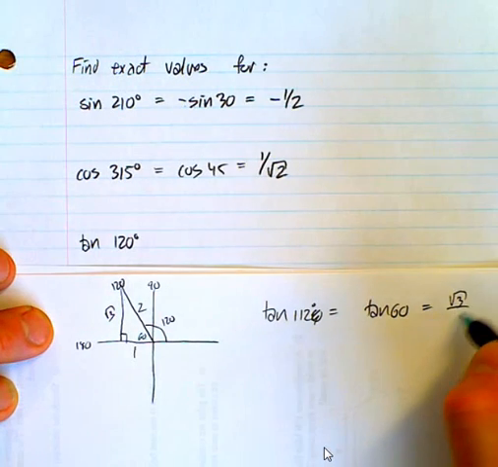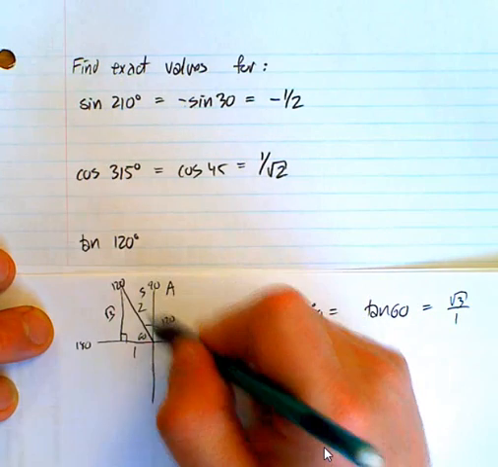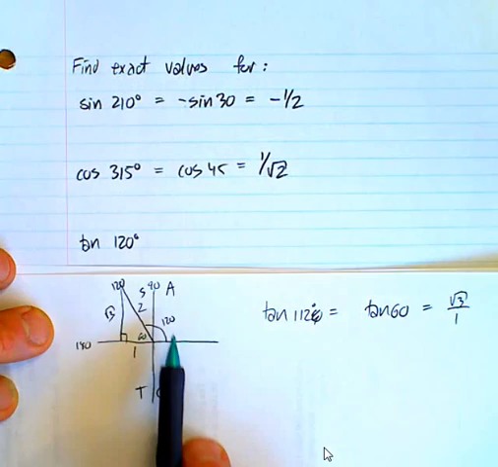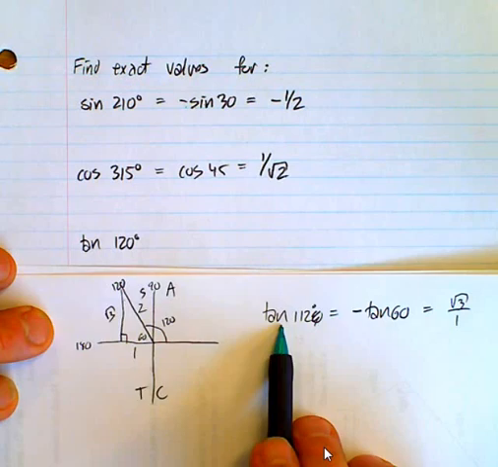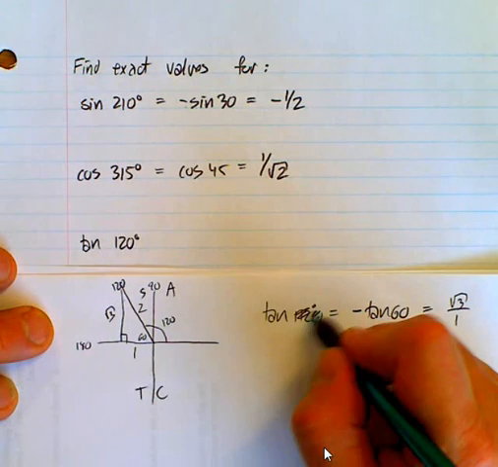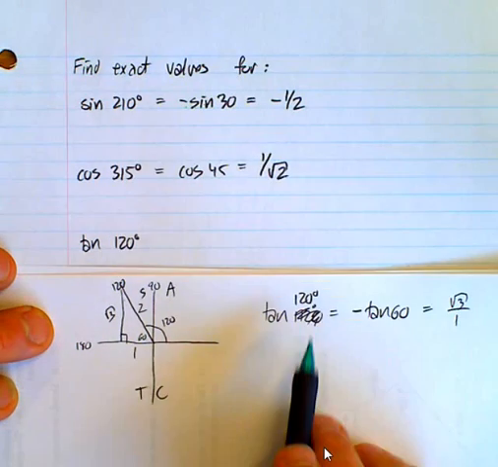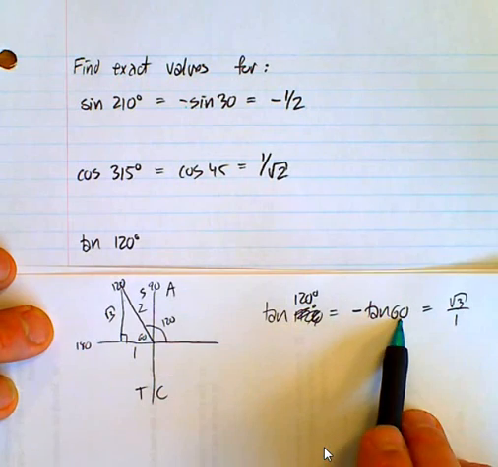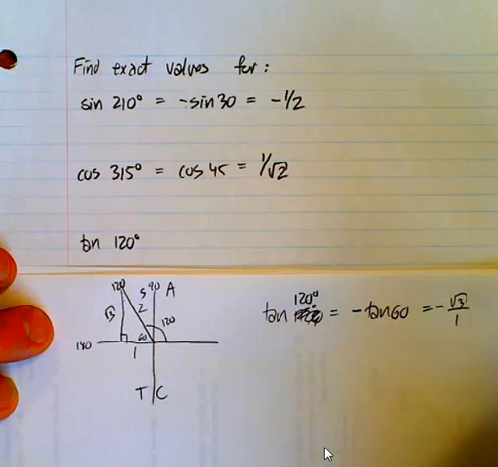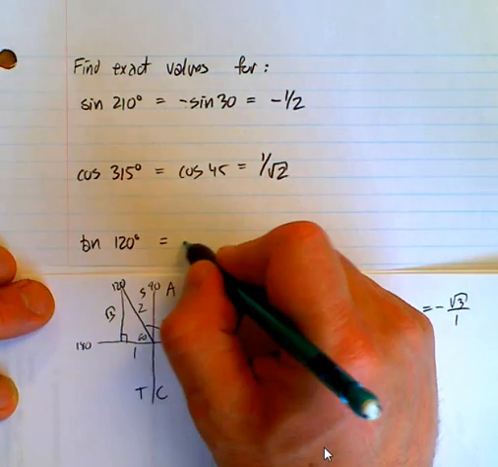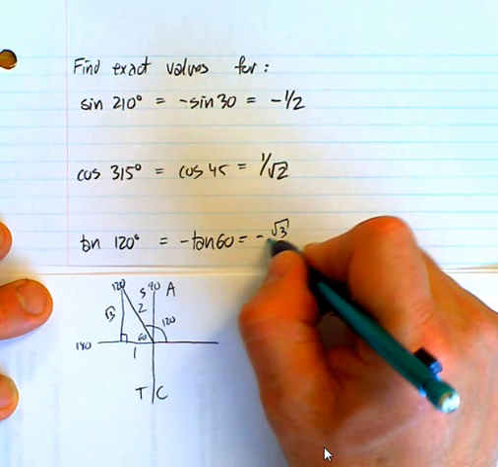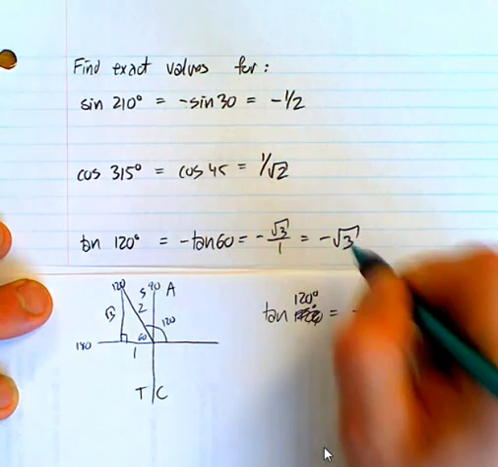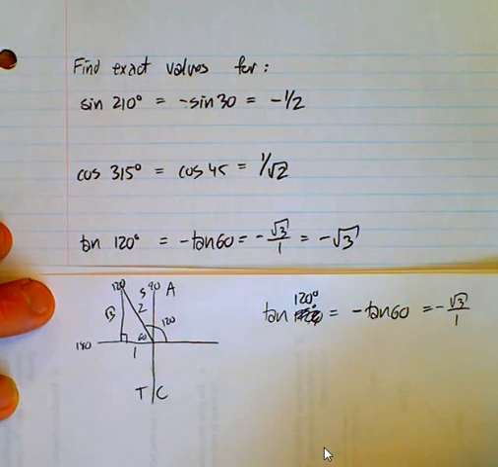Now, all sine, tan, cos. So if sine is positive here, it means that tan is negative. So tan, sorry, this should be tan 120 degrees, is equal to the negative of tan 60, which is negative root 3 over 1, which is just negative root 3. Okay, we'll have a lot more practice doing this tomorrow.